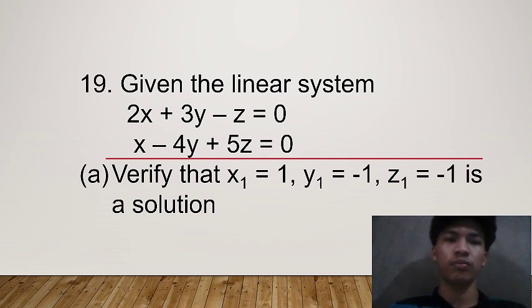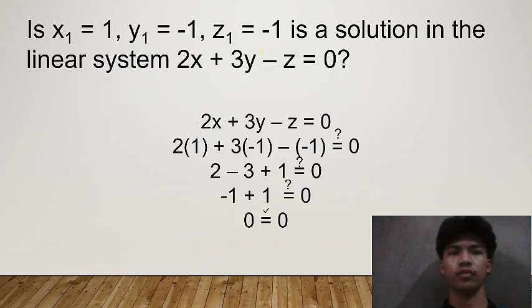is a solution to the given linear system. So in order for us to verify if this value is a solution, the first thing to do is to substitute this value to the given linear system. So first, we substitute the given value to the first equation in the linear system. The first equation is 2x plus 3y minus z is equal to 0. So we substitute the values of x sub 1, y sub 1, and z sub 1.